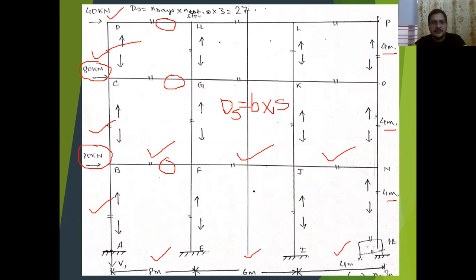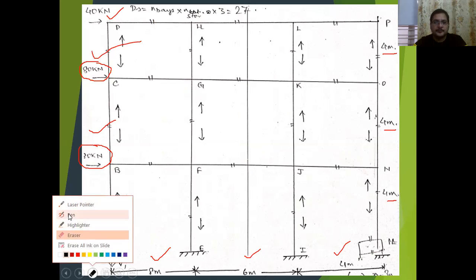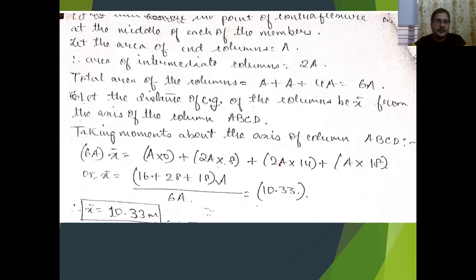Okay, so this is the main concept. This is the portal frame that we have to analyze. What remains in the analysis is basically finding the shear force and bending moment acting at all the columns as well as all the beams. For all the columns and all the beams, the shear force and bending moment are very important.